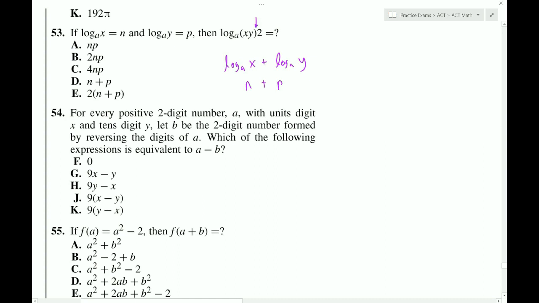Notice how this parentheses closes. So that means that this 2 is outside of that log. So it's kind of like having a 2 over here. So the answer is E.